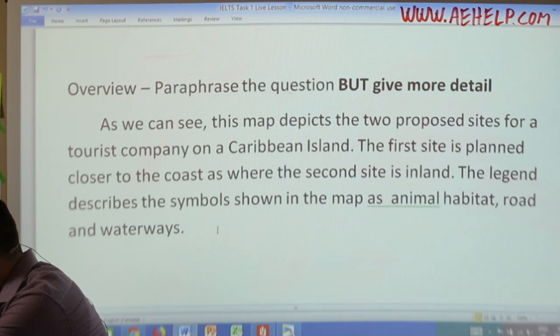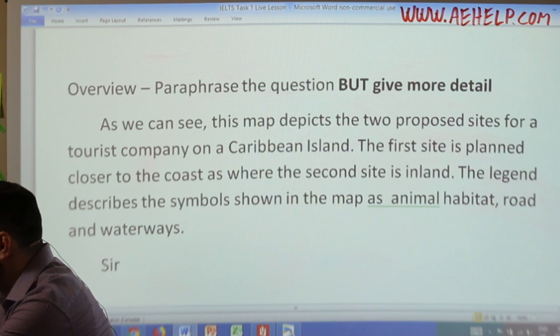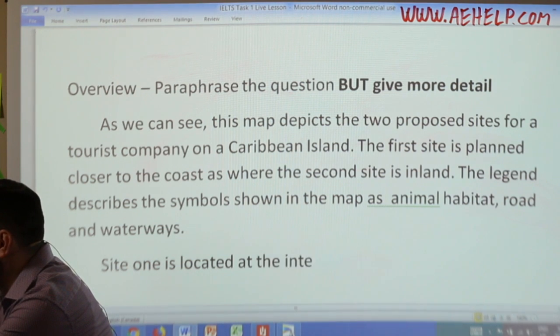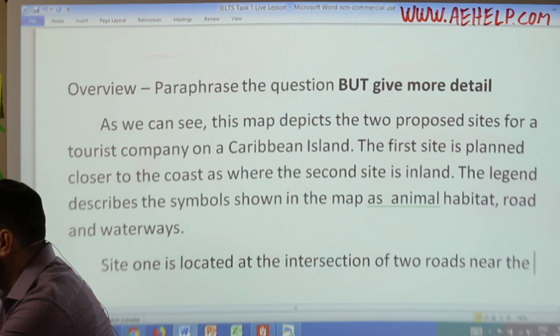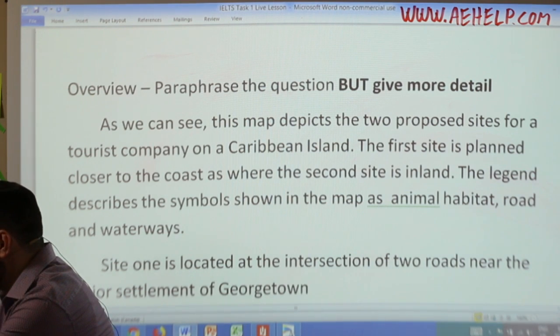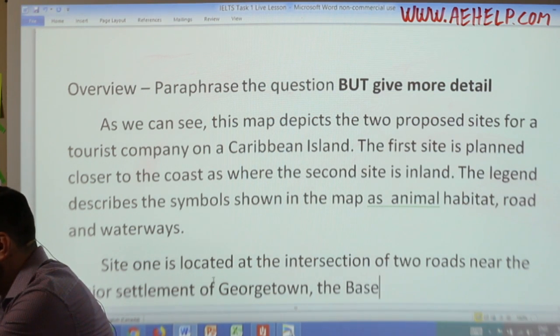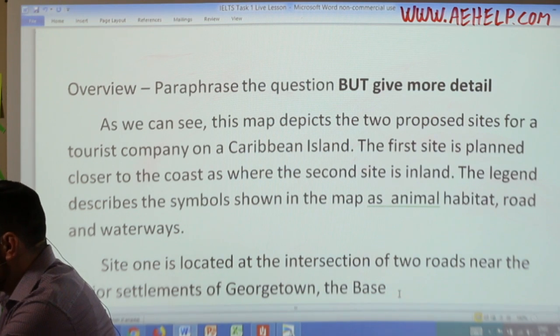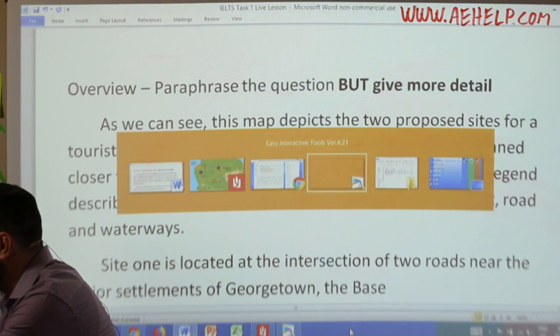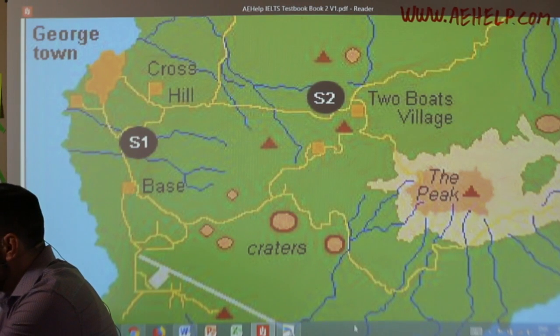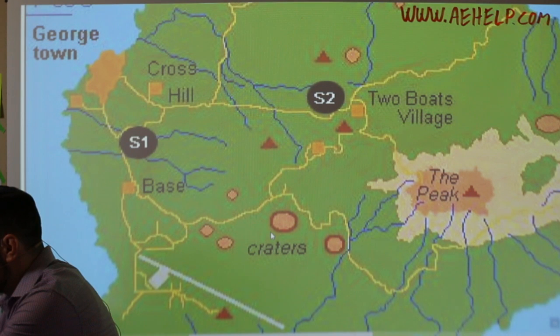Site 1 is located at the intersection of two roads near the major settlement of Georgetown, the base, and Cross Hill.